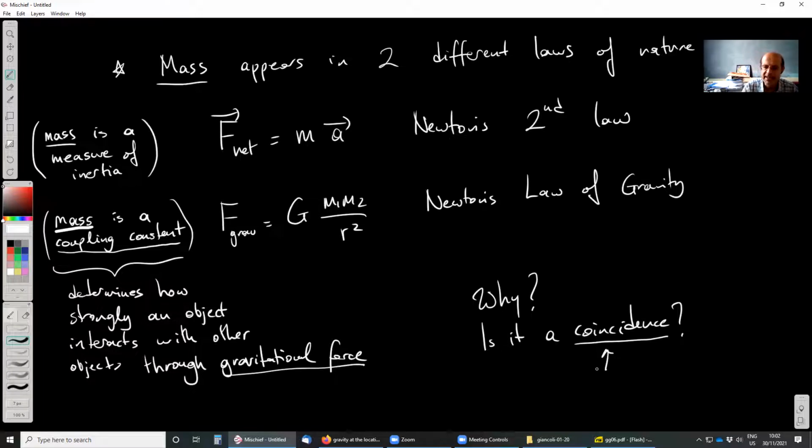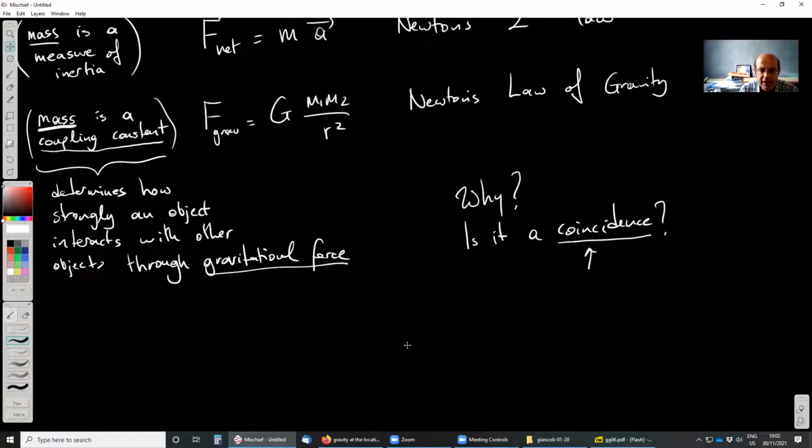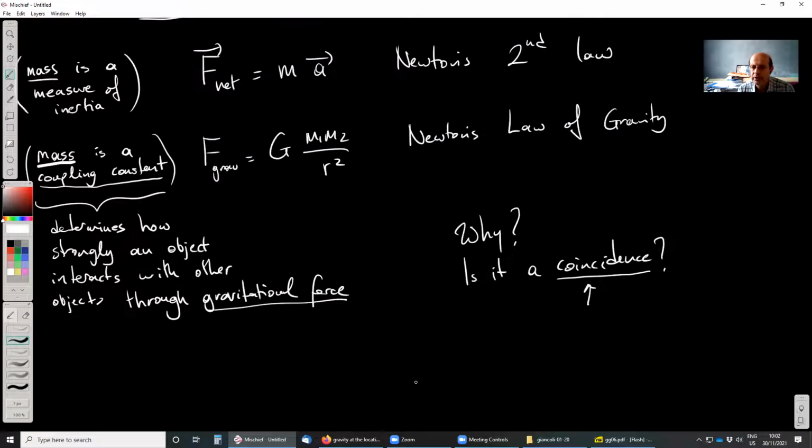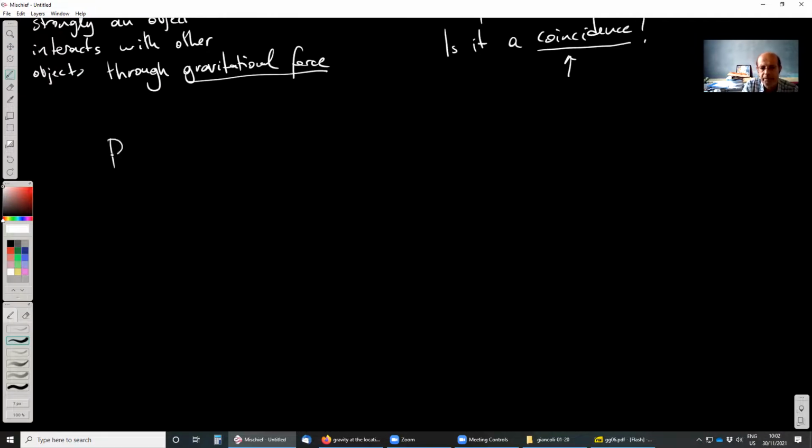So, probably no, but in any case, let's just try to explain this. So one approach is to do this. So perhaps, okay, let's say each object has two different properties, two different mass properties.